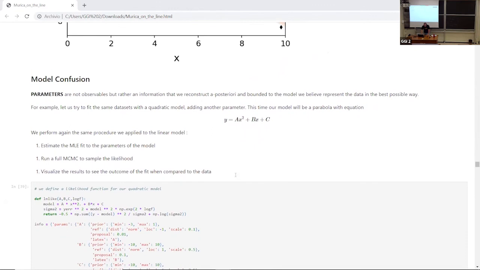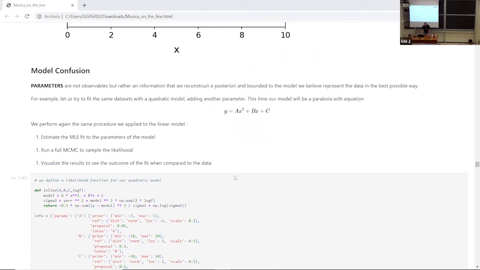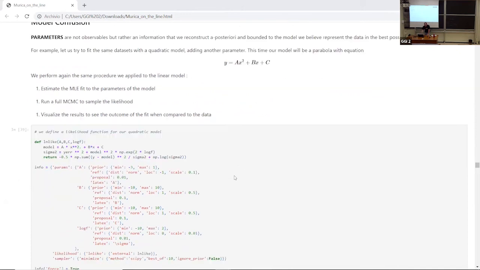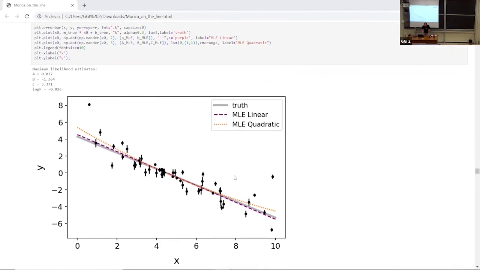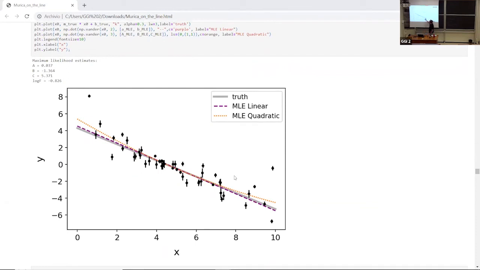So now what I do is change the generative model, assuming it's a parabola. I include another parameter and I do exactly the same. I re-maximize the likelihood, I run the full Monte Carlo, and then I visualize the result again, as we did before. If I compare the quadratic and the linear model, here they're equal, but as I go far away from that, the quadratic model deviates from the linear, but the solution has the same chi square. I didn't show you that.